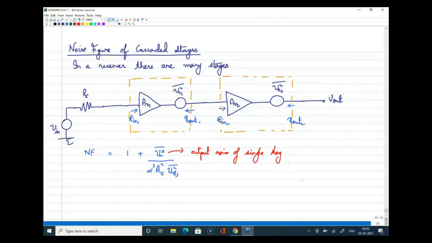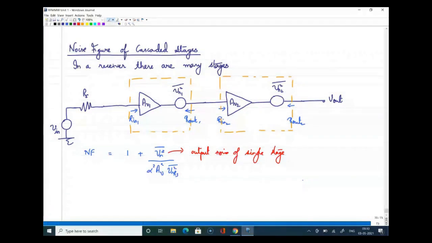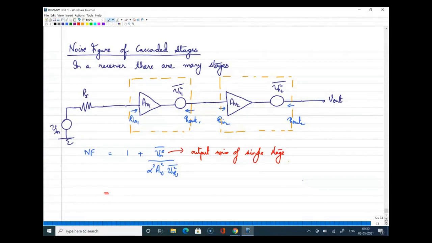In the specific case, for the first stage VN square is nothing but VN1 square, and for the second stage it is VN2 square. And you can see the denominator, alpha square AV square. I'm modifying this, and writing the denominator as VN square bar divided by A naught square into VN RS square, which is nothing but 4kT RS. This is the expression we have with us.